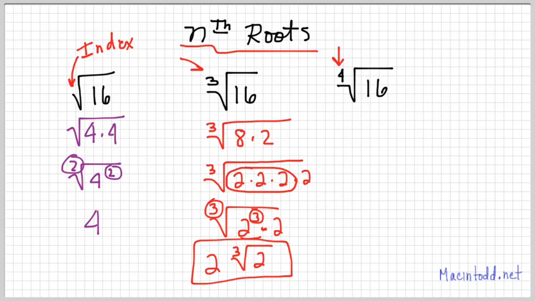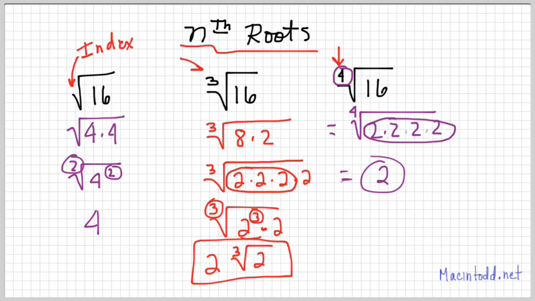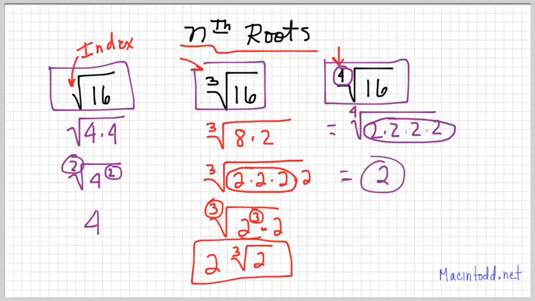And finally, 4th root of 16, so I'm looking for 4 things multiplied together this time. In this case, 16 is made up of 4 2's, so the answer is just 2. So you can see all these questions, square root of 16, cube root of 16, and 4th root of 16, are very similar, but their indexes are different, and we get different answers for each one.